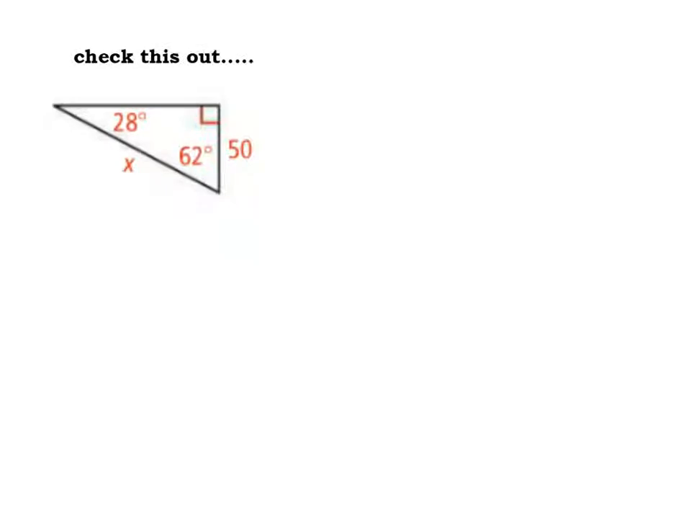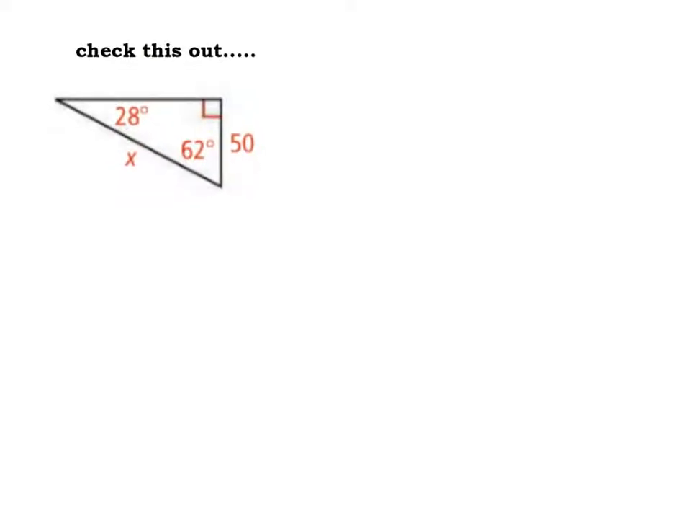Let's start with this. Let's say we're going to use the 28. Because they gave us two angles here, so we have some options. They gave us the 28, so let's pretend we're going to work with the 28. Now I'm looking for x here. This is your longest side across from the right angle, so that's your hypotenuse. And then 50 is across from the 28, so that's going to be your opposite side.